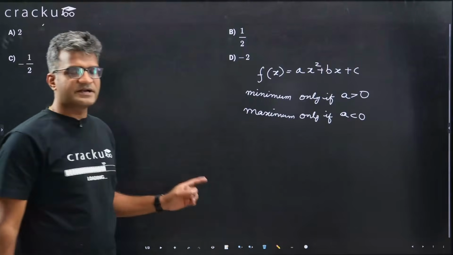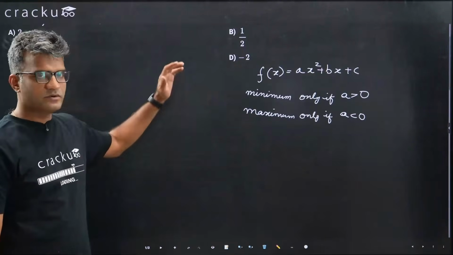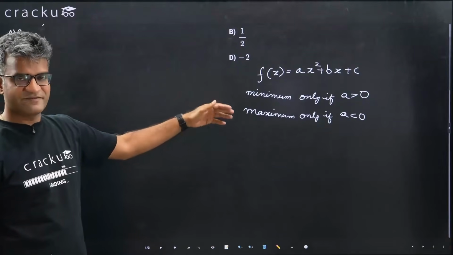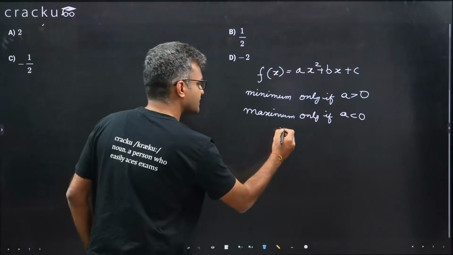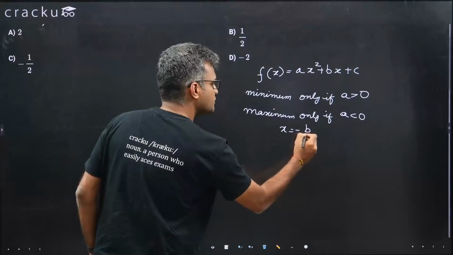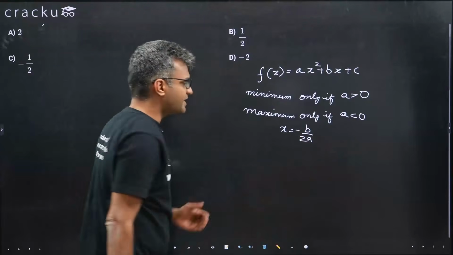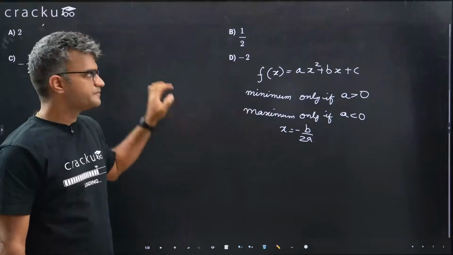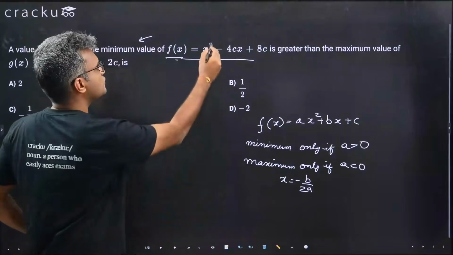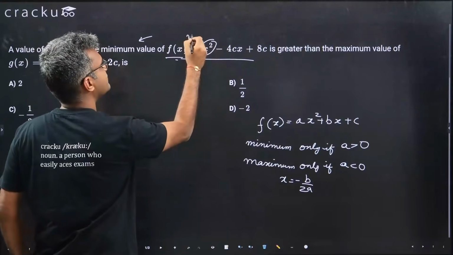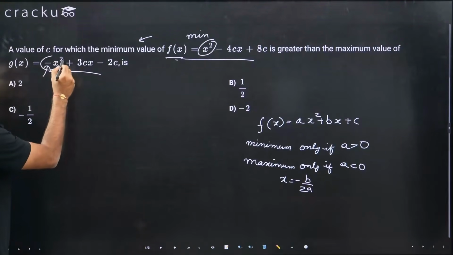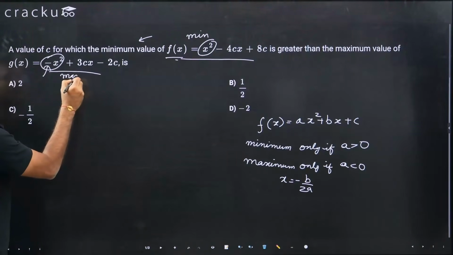And both of them occur at the same point. The minimum value occurs if a is greater than 0, maximum value occurs if a is less than 0, and both of them occur when x is equal to minus b by 2a. That is minus of the coefficient of x divided by 2 times the coefficient of x square. Here the coefficient of x square is positive, so this will have a minimum value. Here the coefficient of x square is negative, so this will have a maximum value.